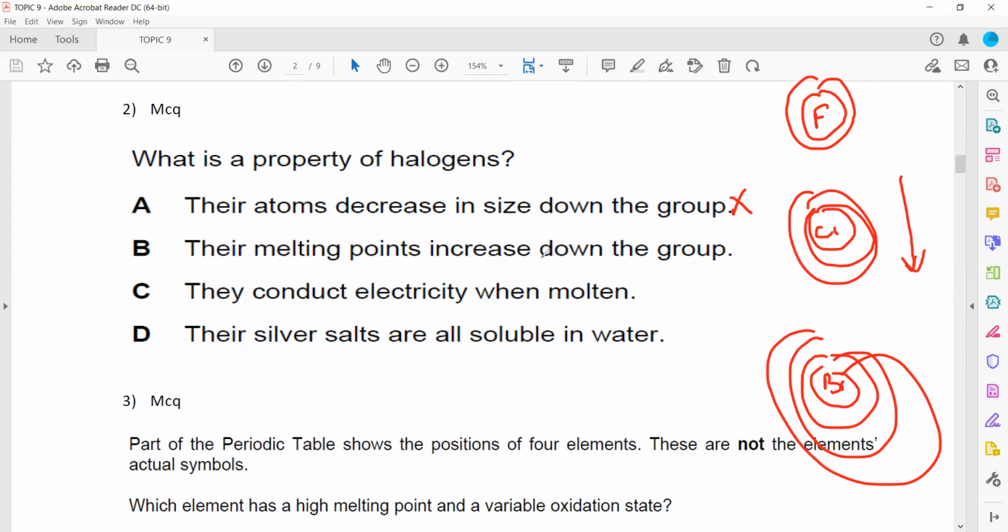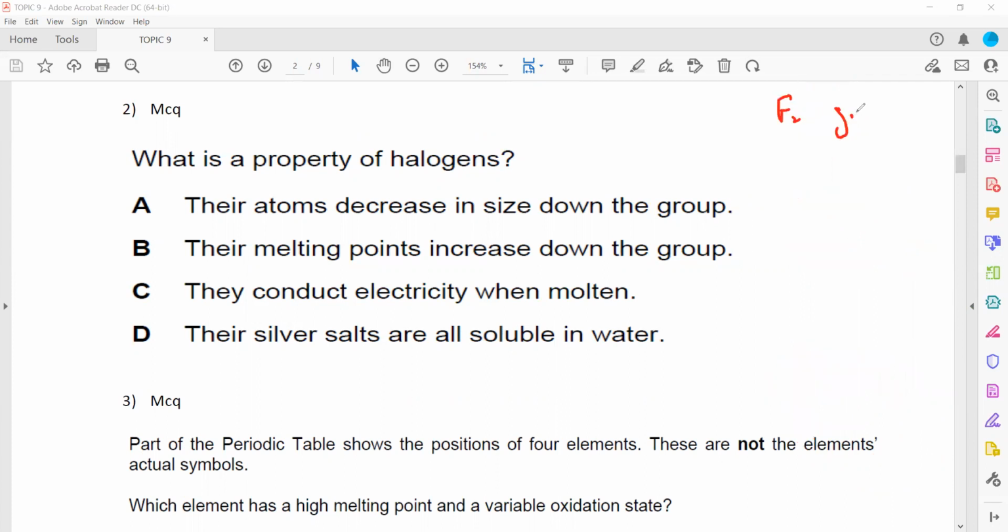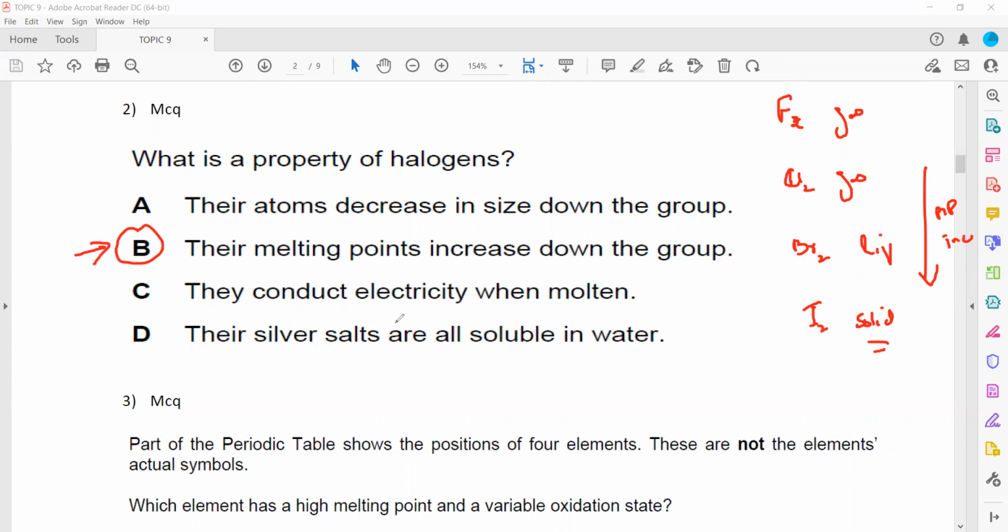Their melting points increases as we go down. That is correct. Why it is correct? Because fluorine is gas, chlorine is gas, bromine is liquid, and iodine is solid. So like fluorine existing as a gas, and they all exist as a diatomic molecule. Chlorine exists as a gas, bromine exists as a volatile liquid with a low boiling point, and iodine exists as a black or a purple solid. So it is obvious that iodine is solid. So what happened to melting point as we go down the group? The melting point will increase. That's why B is the right answer for this.